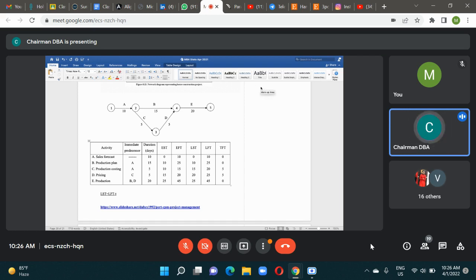Now, this is the important column here: all activities which are showing total float time as zero are called critical activities. Critical activities means where float is zero. What activities are critical? A, B, and E.